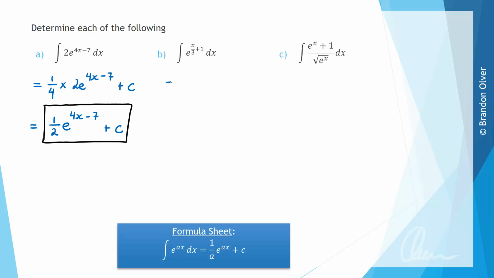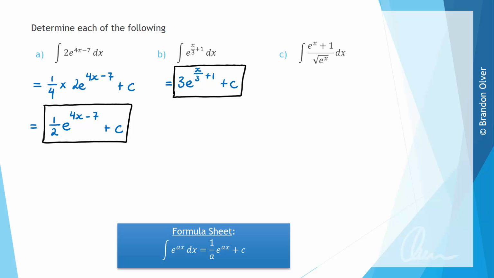For part B, we have the integral of e to the power of a third x plus 1 with respect to x. When we divide by the coefficient of the x term, so we divide by a third, that's the same as multiplying by 3, so we'll have 3e to the power of x on 3 plus 1, plus c. That will be the answer to part B of this example.